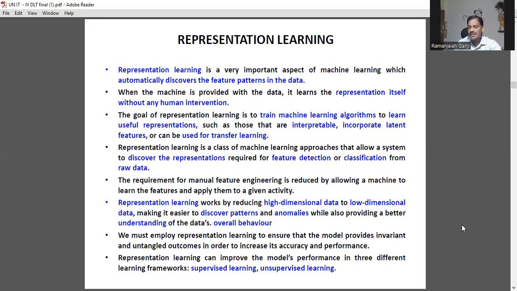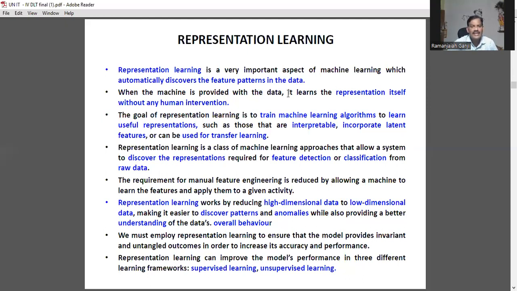Whatever the activities that are produced in the case of machine learning, the aim is to produce an outcome that is understandable, interpretable, incorporates latent features, and can also be used for transfer learning. Representation learning is a very important area of machine learning, which automatically discovers the feature patterns in the data. Without any explicit mechanism, a technique that automatically discovers the feature patterns in the data is said to be representation learning.